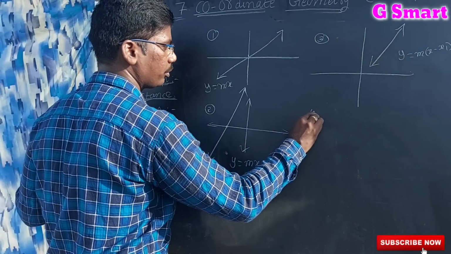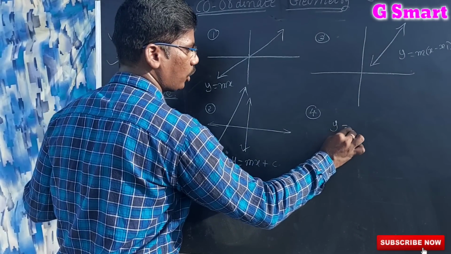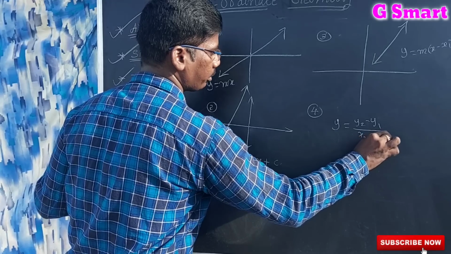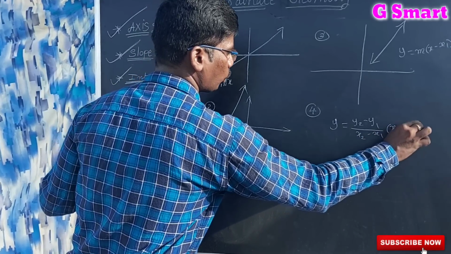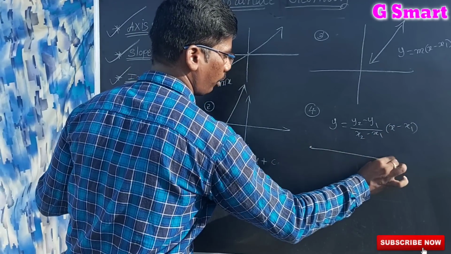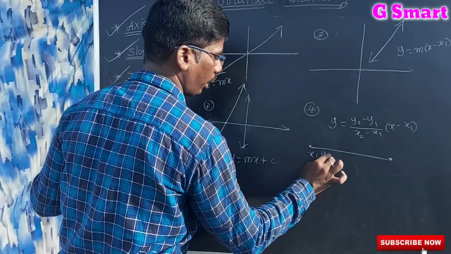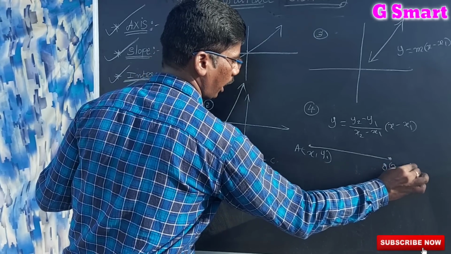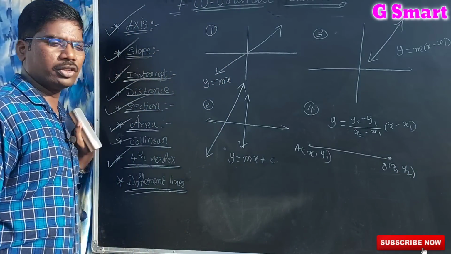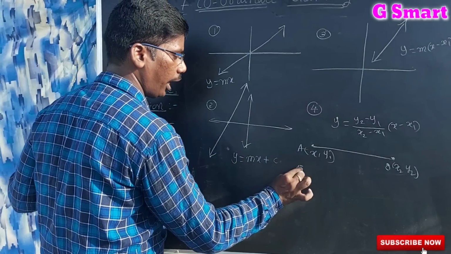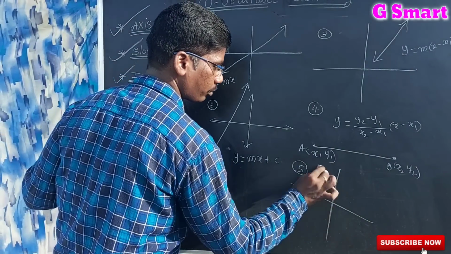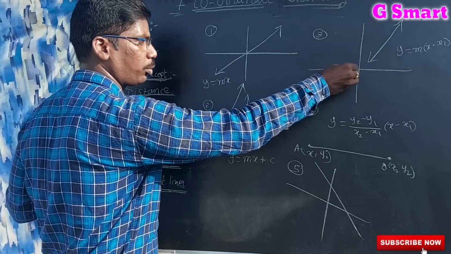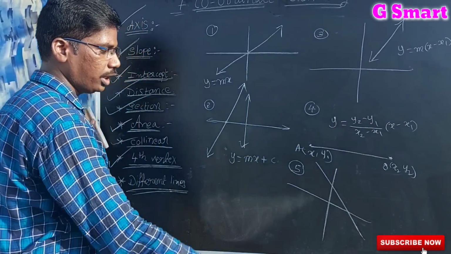Next, fourth one. The line y minus y1 is equal to y2 minus y1 by x2 minus x1 into x minus x1. This is the 2 points form. Points x1, y1 and x2, y2. If you know 2 points, then the line is this one. This is the slope and intercept form. This is the point and slope form. This is the 2 points form.